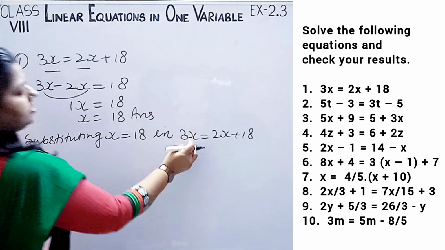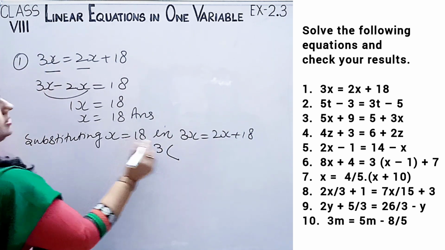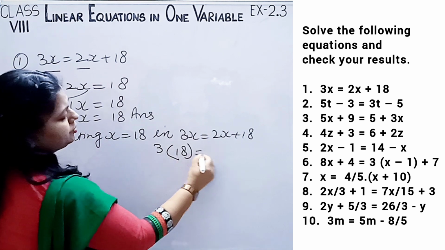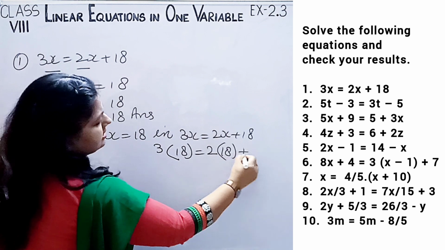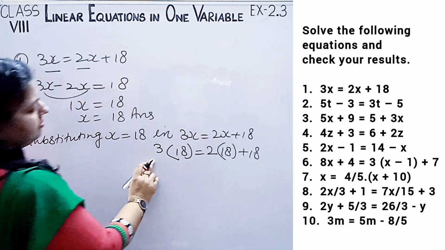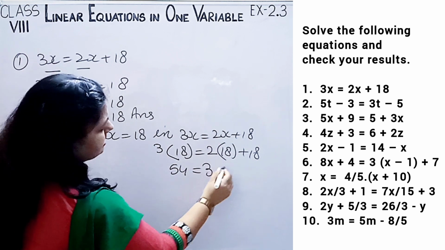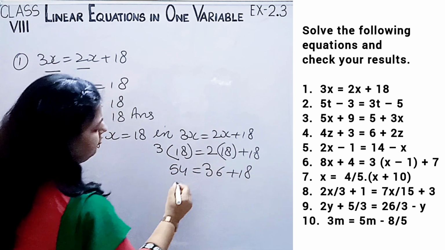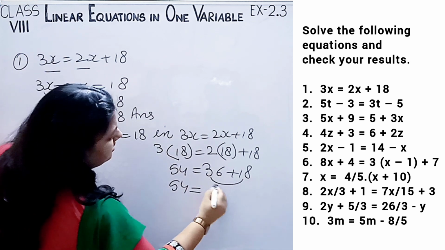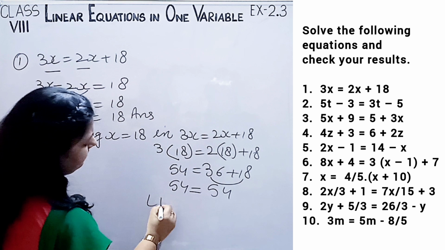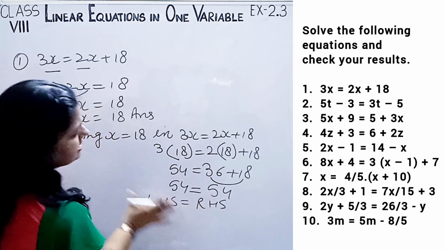So 3x equal to 2x plus 18. 3 times x, what is x? 18. Equal to 2 times x, again 18, plus 18. 18 multiplied by 3 is 54. 18 times 2 is 36, plus 18. Now on the left hand side we get 54, and adding this we get 54. Now left hand side equal to right hand side. It means our result is correct.